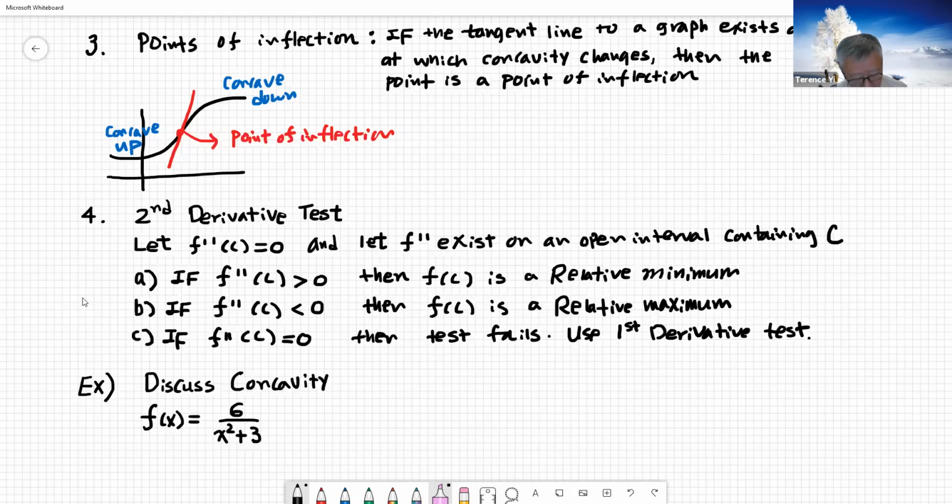So it's going to be a little bit better than going through the entire table and looking at the arrows going up and down or down and up. Instead, you can just look at the f double prime of c. If it's greater than 0, then it's a relative minimum. If it's less than 0, then it's a relative maximum.